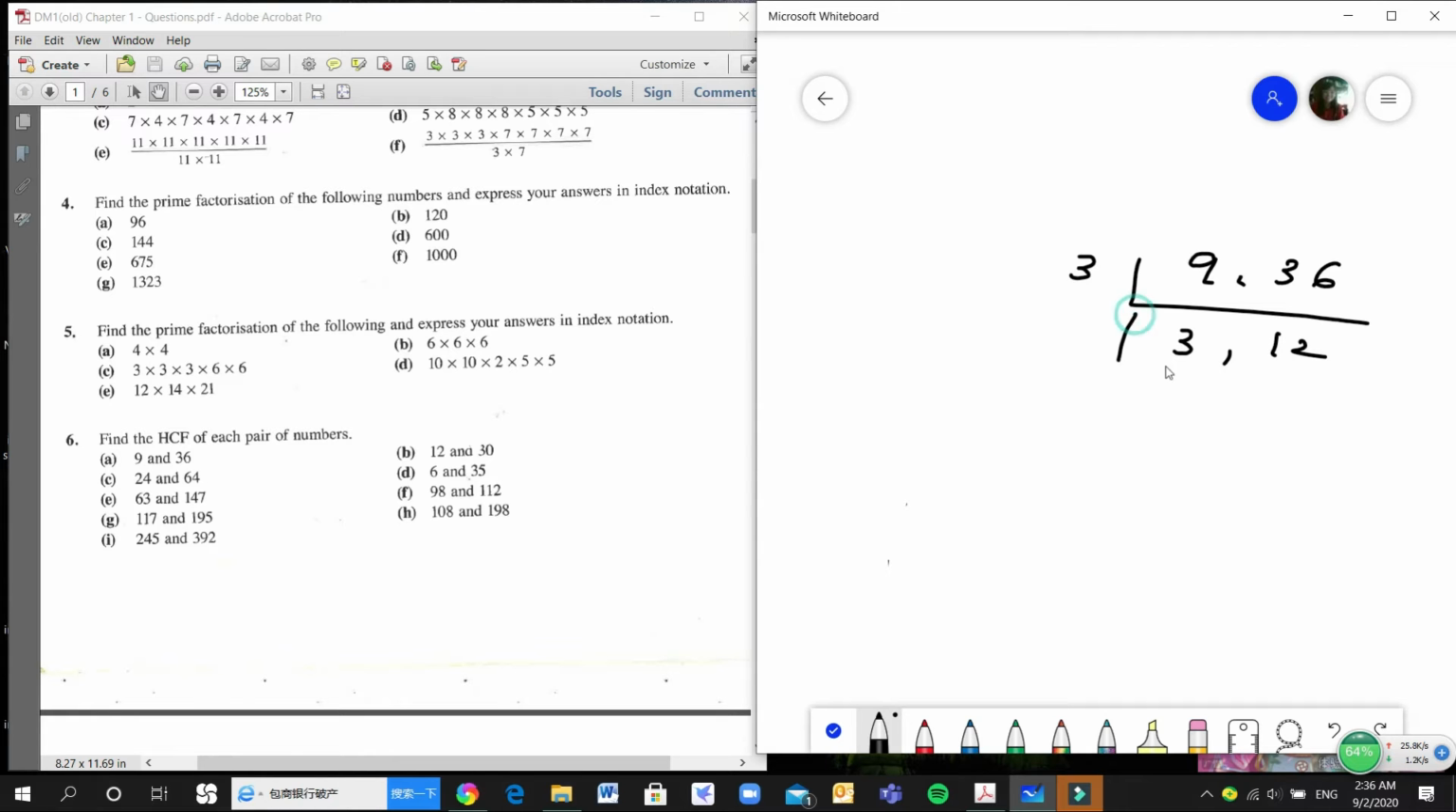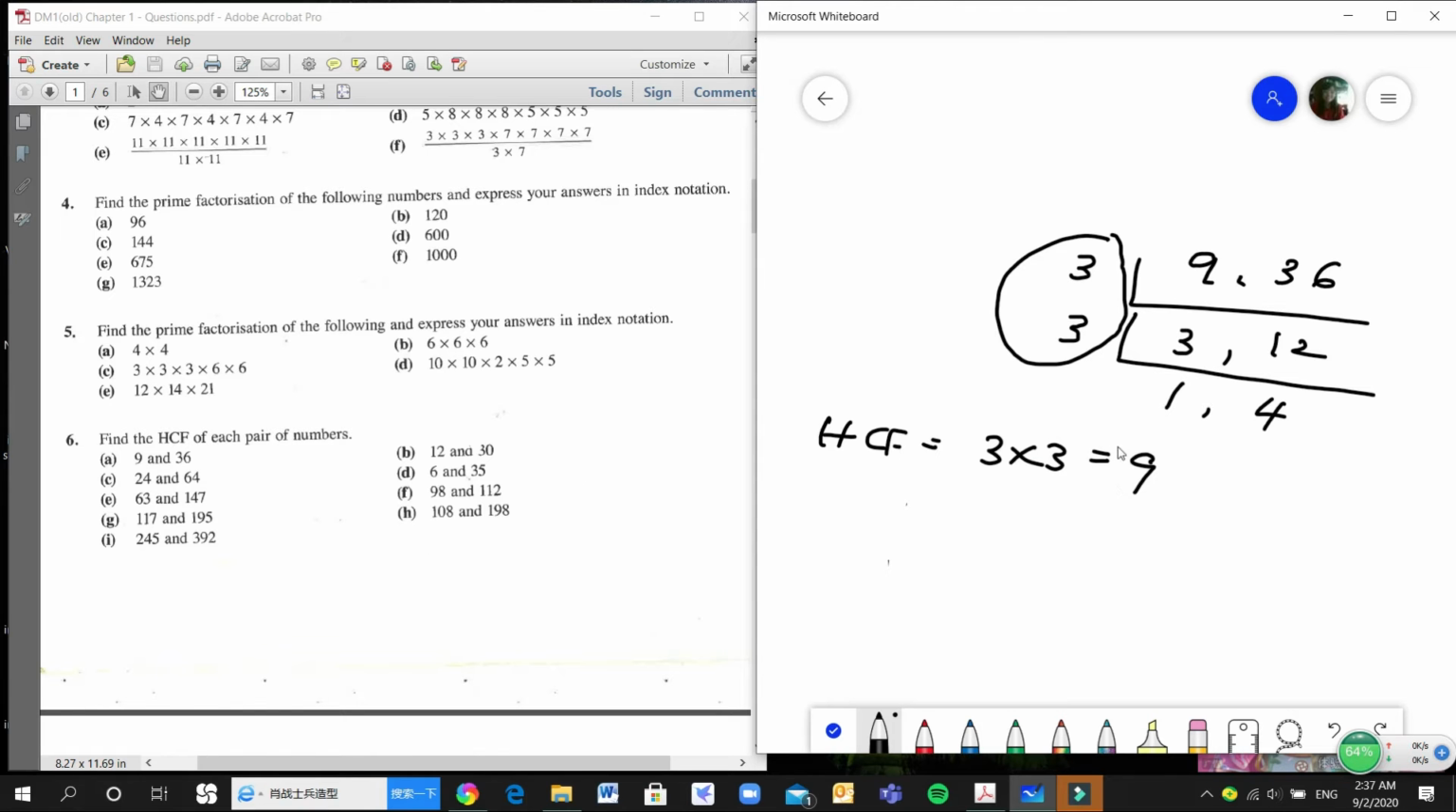Okay. Then you look at the numbers. I left 3 and 12 now. This means now both of them still can be divided by 3. 3 divided by 3 is 1. And then 12 divided by 3 is 4. So this one is the highest common factor. So the answer I can write like that. 3 times 3. So 9.